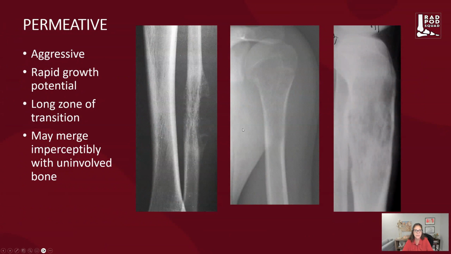Moving to permeative patterns, this is the most aggressive type of reaction that we can see. There's a rapid growth potential. Generally, it has a long zone of transition, and it may merge imperceptibly with uninvolved bone. Here we're seeing at the proximal humerus, we can see the degree of sclerosis and then the lucency along the proximal humeral metaphysis to proximal diaphysis. Notice here we can see these areas of lucency and sclerosis in this patient who has an aggressive permeative pattern involving the cortical layers. Aggressive features of permeative patterns.